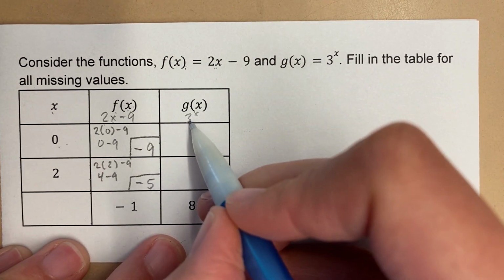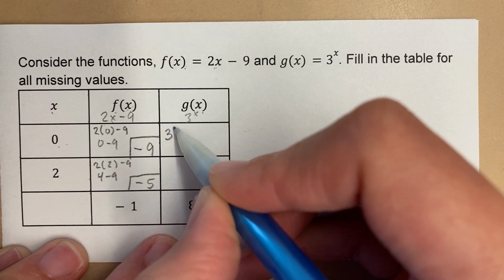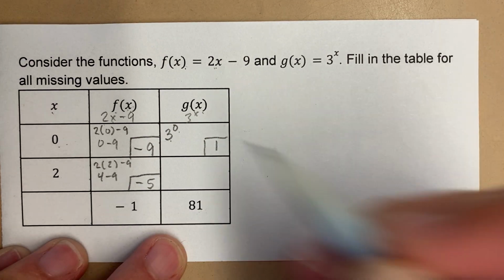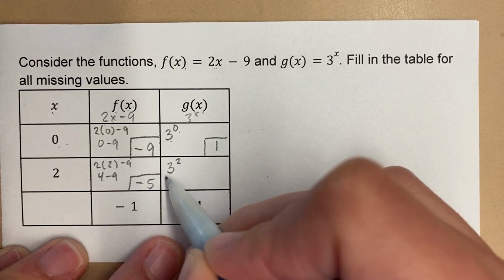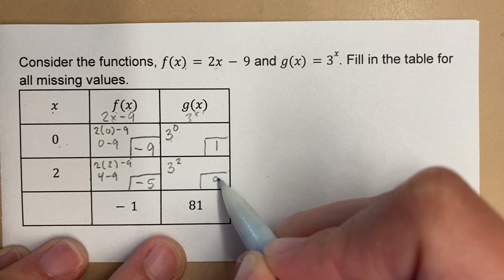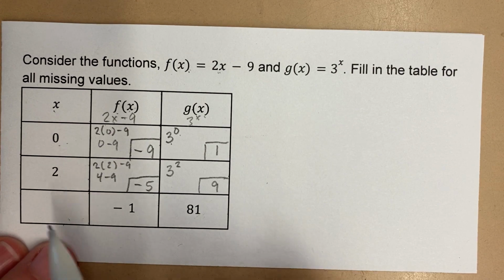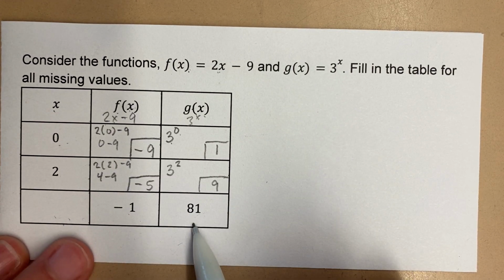This function is different. This is 3 to the power of x. So this one is 3 to the power of, what's x? Oh, it's 0. Anything to the power of 0 is 1. And then this is 3 to the power of x. What's x? Oh, it's 2. So 3 to the power of 2, that means 3 times 3. That's 9.